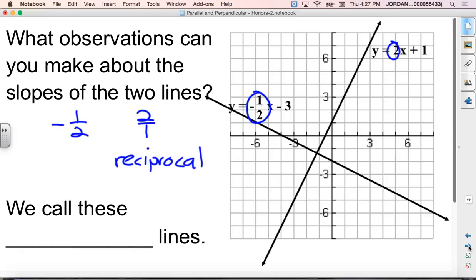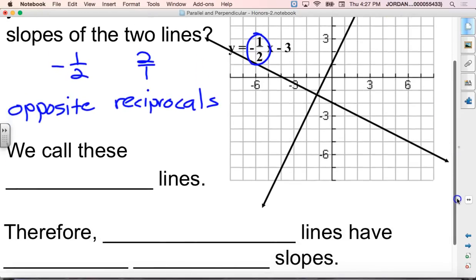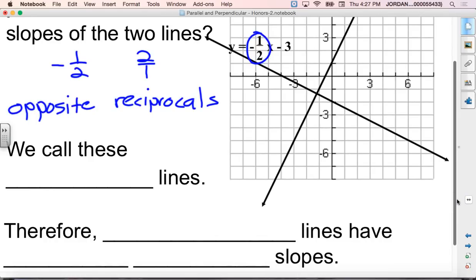Right? And also, we notice that they have different signs. One is negative, one is positive. The word we use for different signs is opposite. So they are opposite reciprocals of each other. Okay? Now, looking at these two lines, how do they look like they interact? They're not parallel. They cross to make a 90-degree angle right here. Well, what do we call lines that cross to form a 90-degree angle? We call them perpendicular lines. Alright, so we've got perpendicular lines.